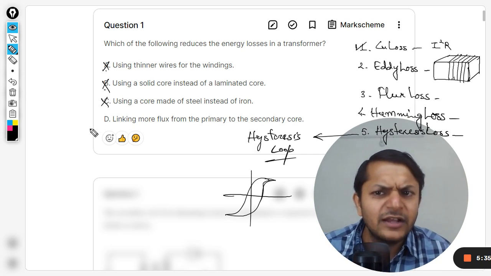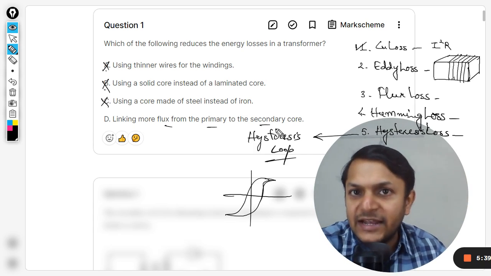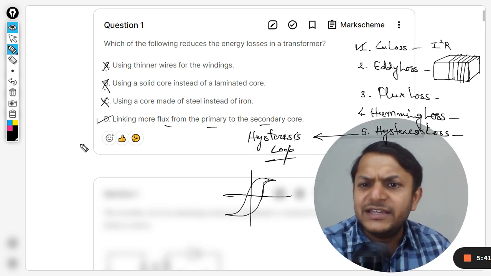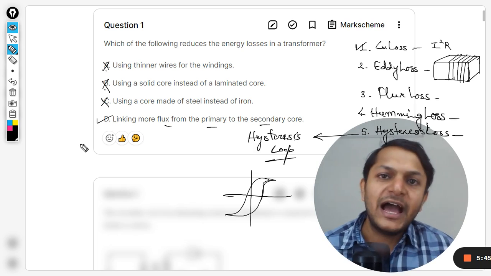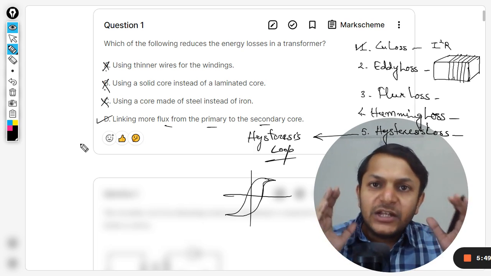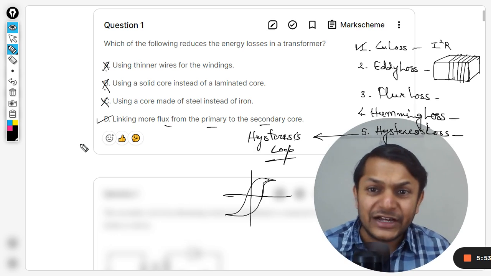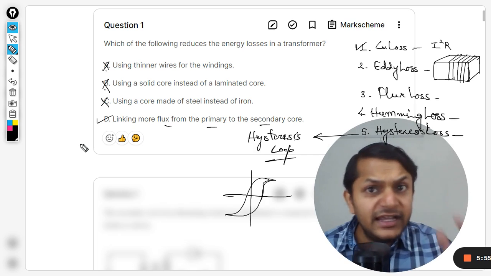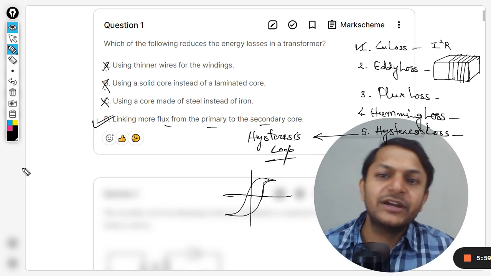Definitely D should be the correct answer then. But let us see. Linking more flux from the primary to the secondary coil. Well, definitely yes, D is a correct answer, because we do not want the flux to be lost, and the primary flux has to be linked with the secondary flux. The loss of the flux should be very less, but they are not talking about how that is achieved. But still, D is the correct answer for this question, no doubt about that.